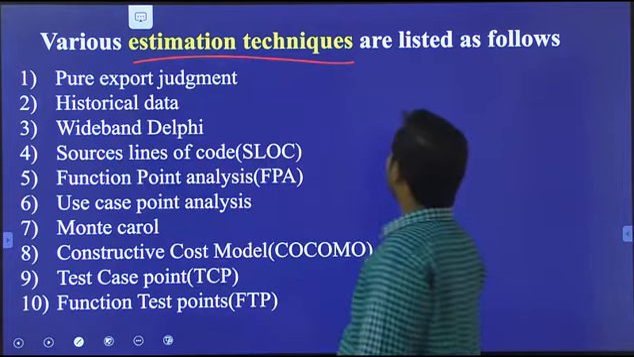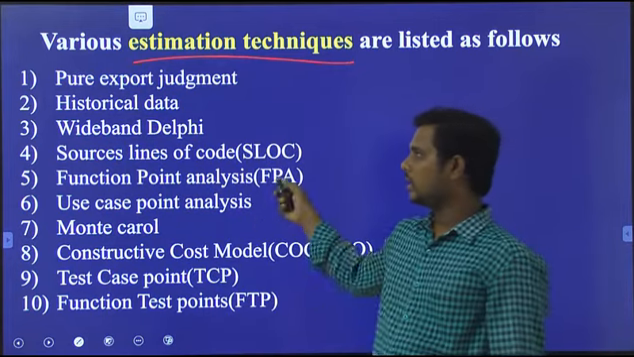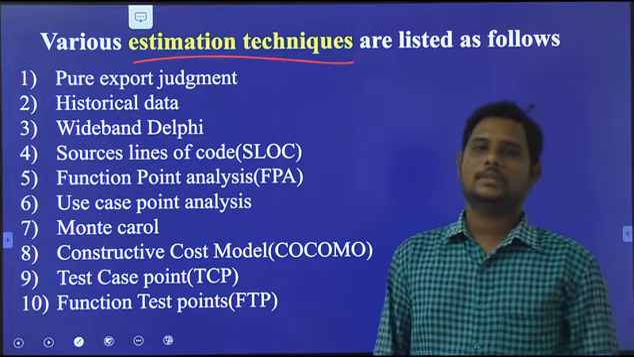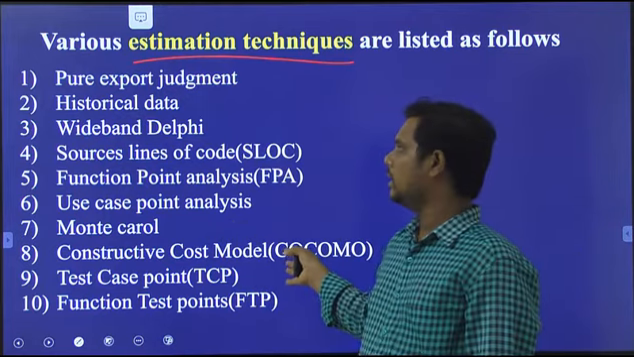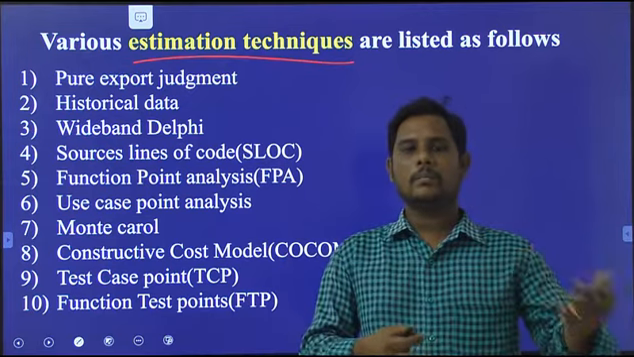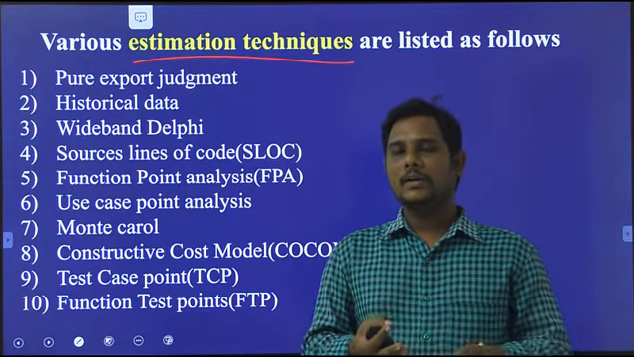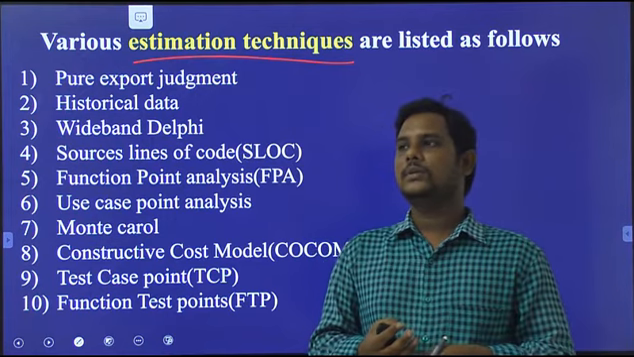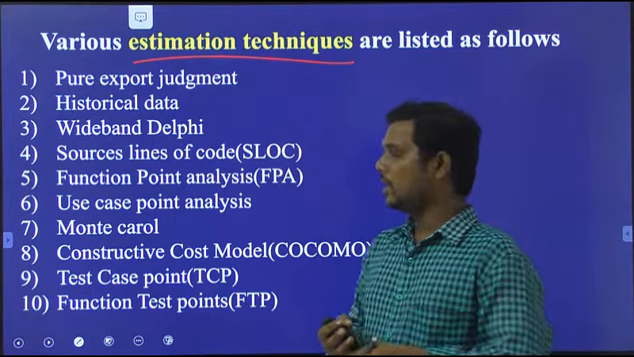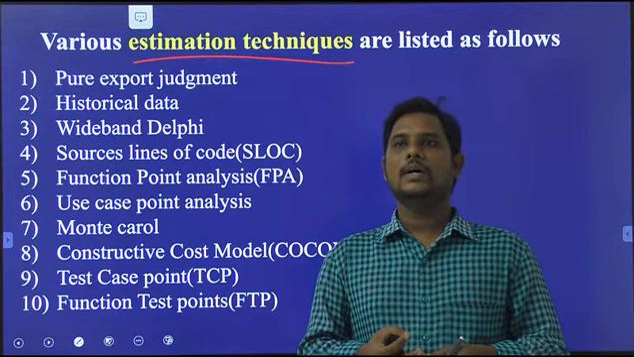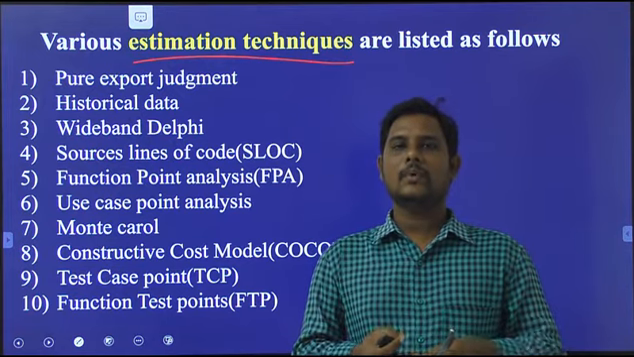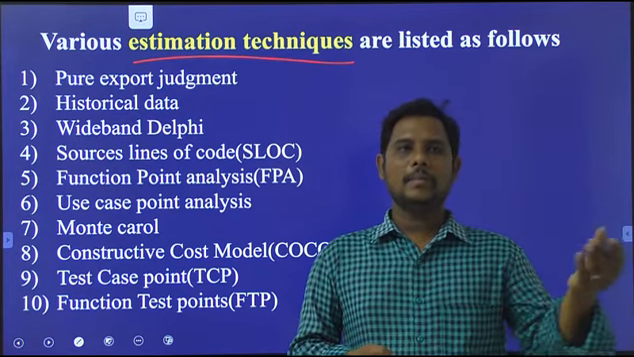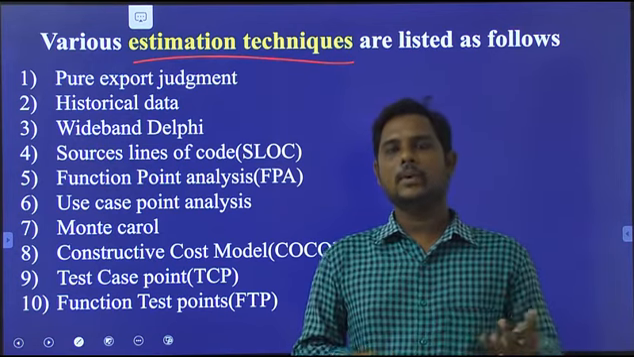Here, various estimation techniques are listed. These techniques are all used to estimate the project, based on some factors. Sometimes resource estimation is there, sometimes time estimation, sometimes product estimation. They take one parameter to estimate the project.